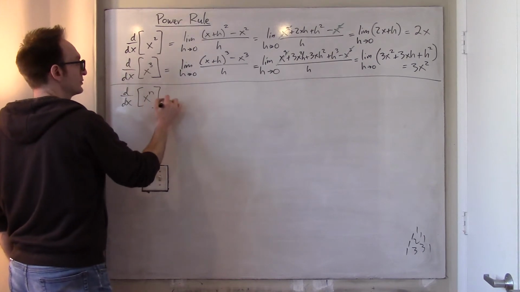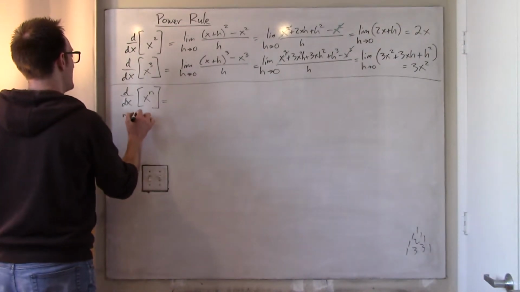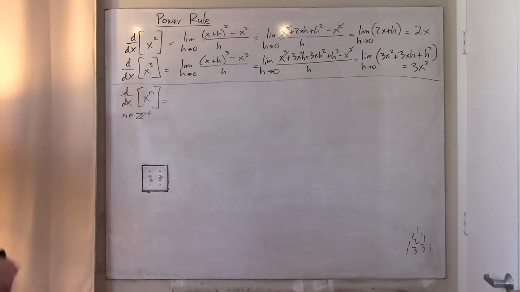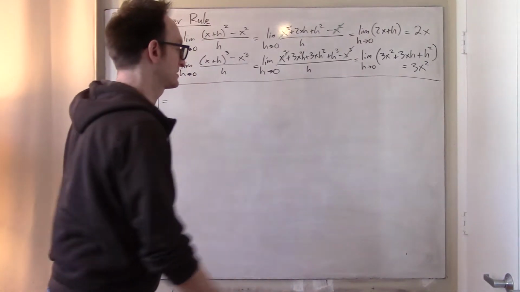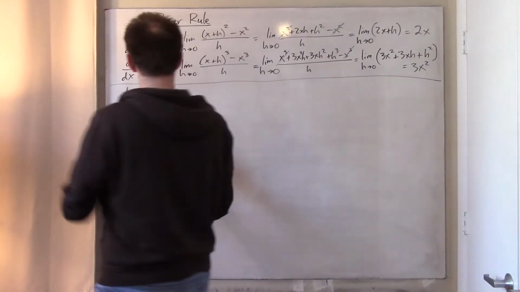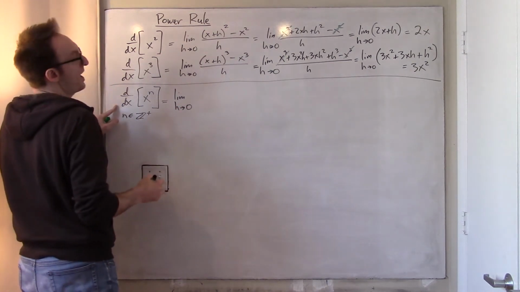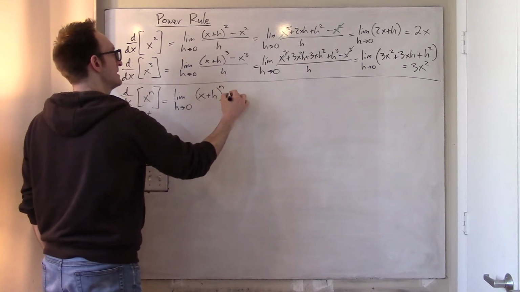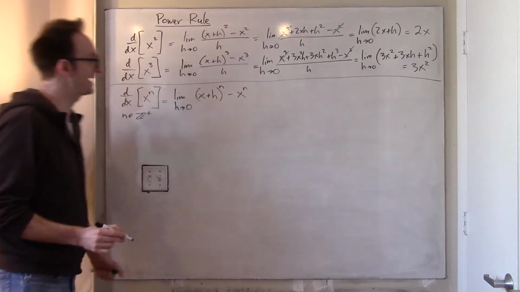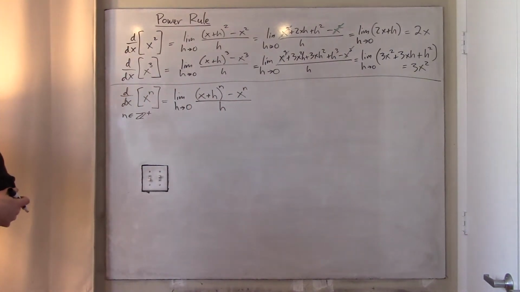So what is the derivative of x to the n? Built into this derivation is that n is a positive integer. So for positive integer n, how do I differentiate the power function x to the n? Well, I just do the exact same thing that I have been doing for the last couple of minutes. Based on the definition of the derivative, it's the limit as h goes to 0 of (x plus h) to the n minus x to the n. Here I'll try to write my h's and n's very differently from each other. And there it is.